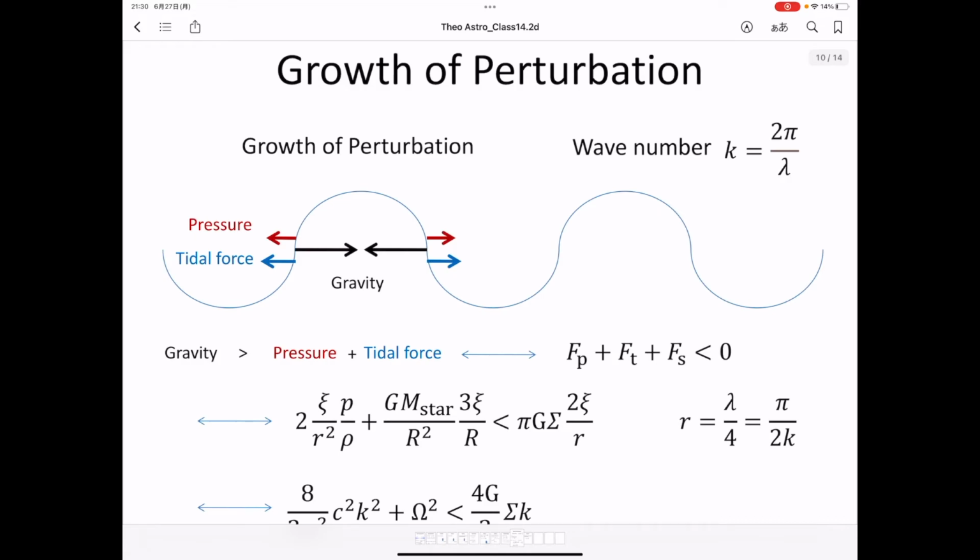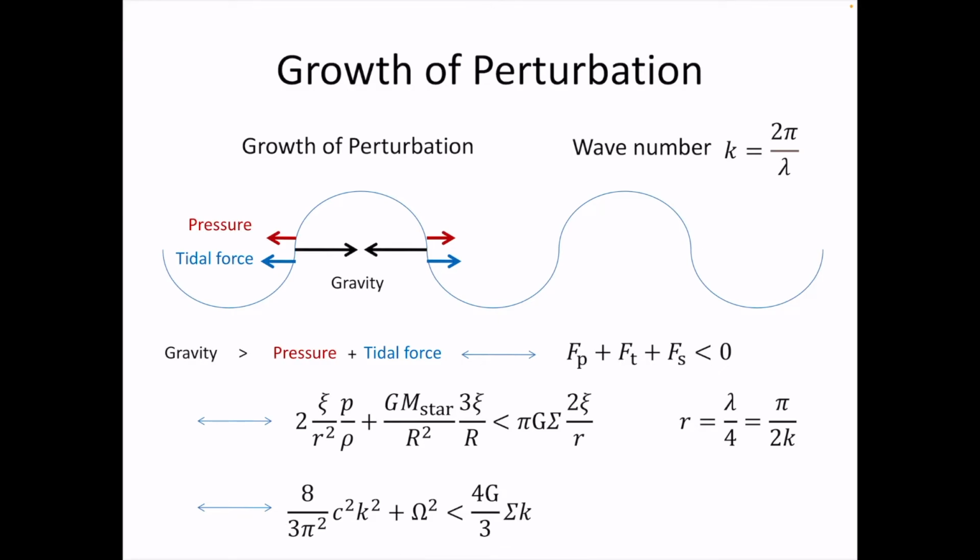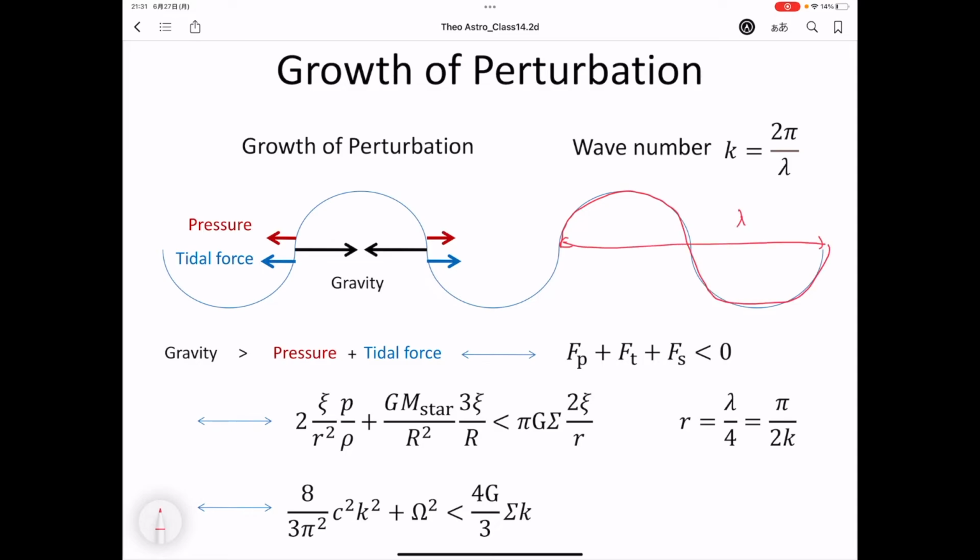For the unstable mode, gravity is stronger than the sum of the pressure and tidal force. Then you can substitute: gravity is on the right-hand side, and the sum of the pressure and tidal force is on the left-hand side. We consider a perturbation wave with wavelength λ, and actually this is 2r. Sometimes we use the wave number instead of λ. k is defined as 2π over λ. Then 4r equals λ, so r is λ over 4. If you use k instead of λ, r is expressed as π over 2k.